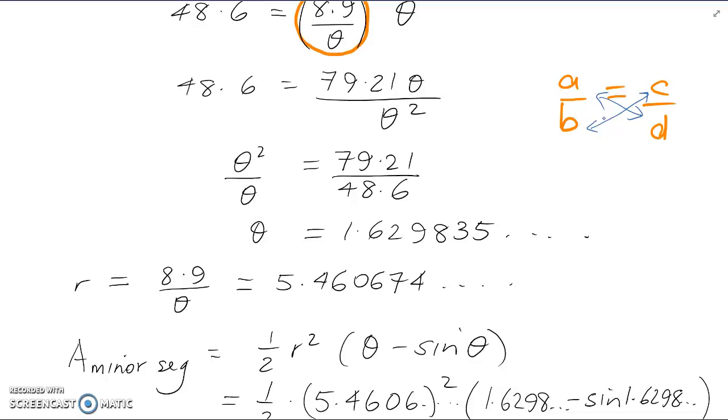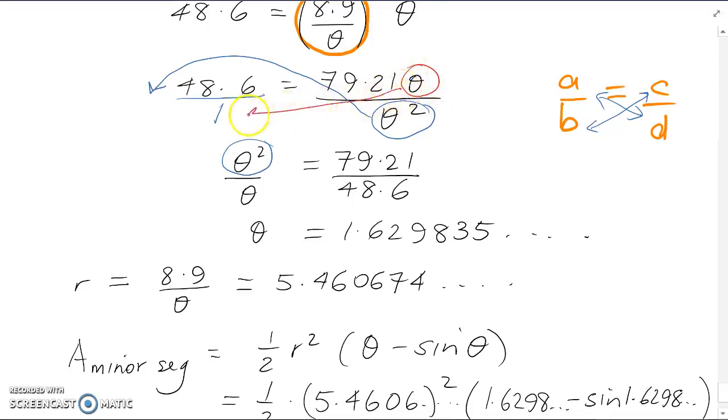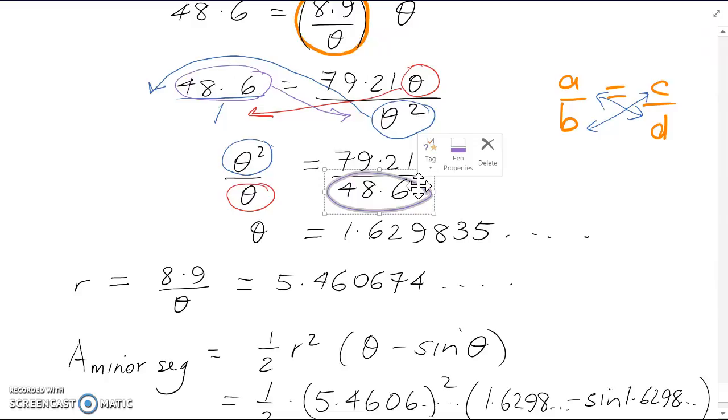So let's have a look at what I've done here. So I picked up my theta squared and I put it up here. There it is on the top, see? Because really, when you think about it, this is just a fraction. So I've put it up on the top. What else did I do? See this one here? I picked it up and put it down there. There it is there. What about that 48.6? I picked it up and took it down there. There it is there. So can you see what I did there in terms of swapping? If it's on the bottom on one side, it's the top of the other, etc.